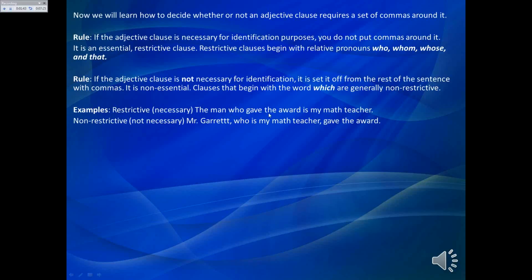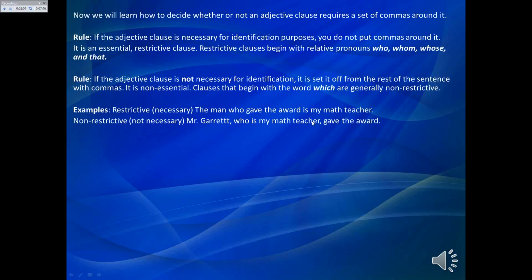So since this adjective clause right here is necessary to identify which one I'm talking about, I don't want to put commas around it, because commas tell me that's garbage. I don't have to have it. But here I've got Mr. Garrett, who is my math teacher, gave the award.